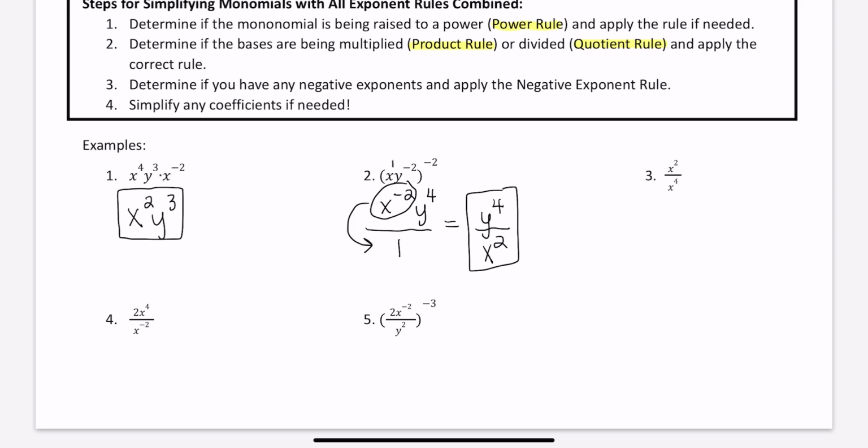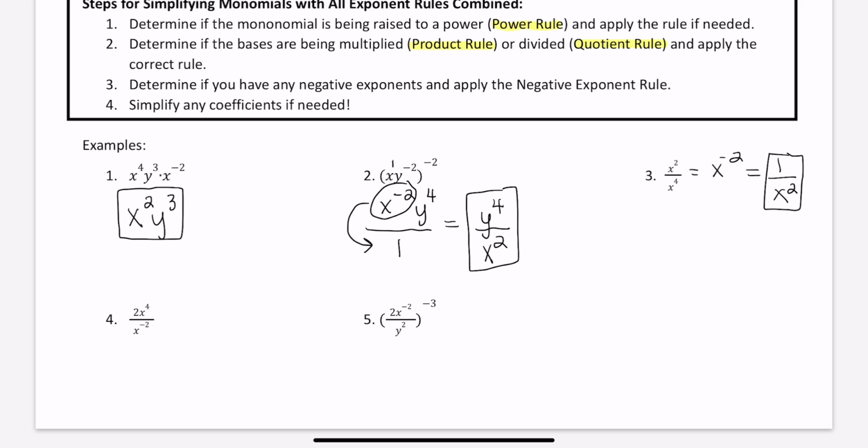Okay, in example 3, I have x to the power of 2 over x to the power of 4. I don't have a power rule, so I have a quotient rule, and I'm going to apply that first. X to the power of 2 over x to the power of 4, 2 minus 4. So this is going to end up being x to the power of negative 2. My exponent is negative, so I have to move that. So I'm left with 1 over x to the power of 2. I don't have any like bases I can combine, and I don't have any coefficients I need to simplify. So this is going to end up being my final answer.